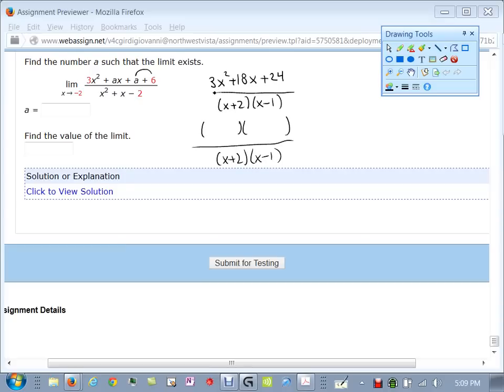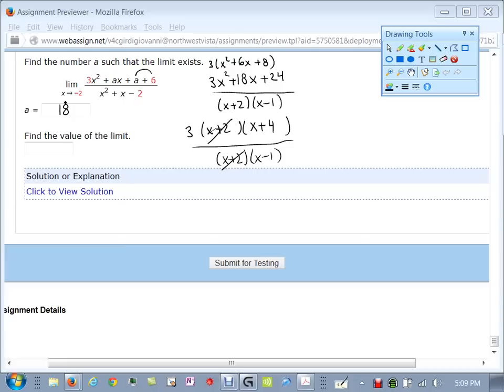Now, I can pull a 3 out of everything, right? If I pull a 3 out up here, it should be x squared plus 6x plus 8. And then that factors to be x plus 2 times x plus 4. And now these two cancel, and then you could take the limit. So a must be 18.